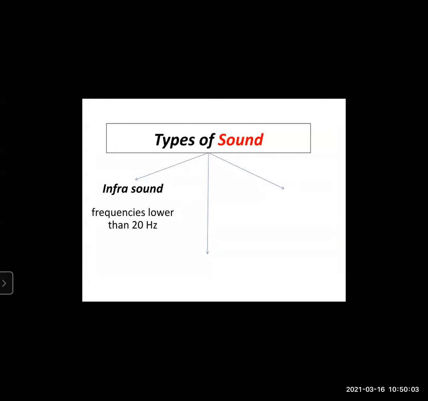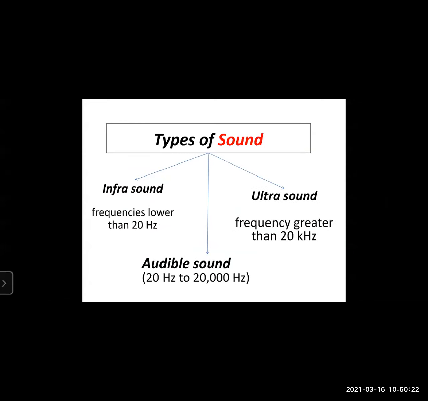Now, there are three types of sound. First, infrasound, the frequency lower than 20 hertz. Second, audible sound, that is frequency between 20 hertz and 20,000 hertz. And the third type is ultrasound, that is frequency greater than 20 kilohertz, that is 20,000 hertz. Above 20,000 hertz or 20 kilohertz, the frequency is called ultrasound.